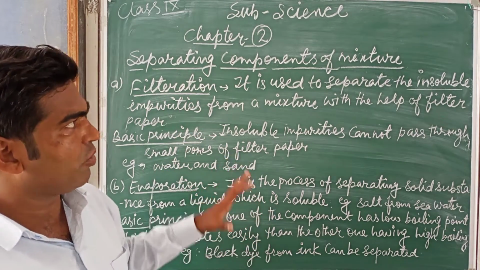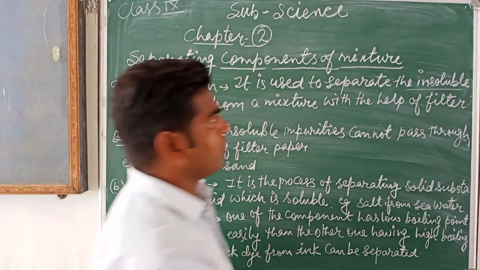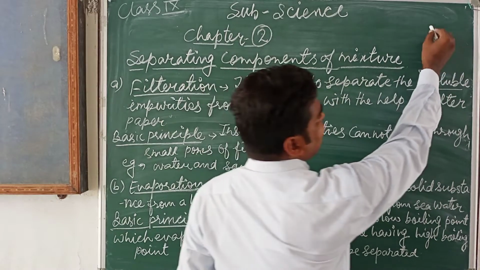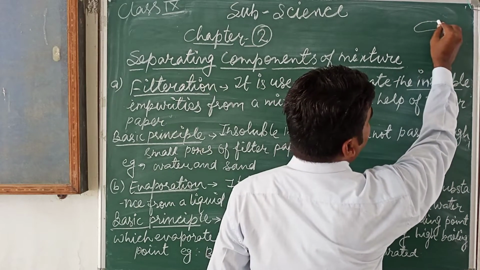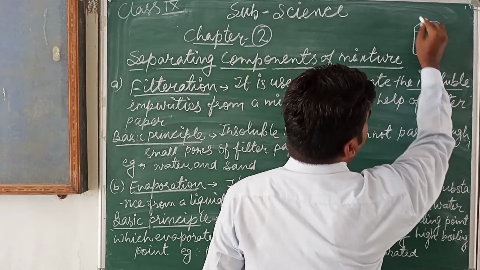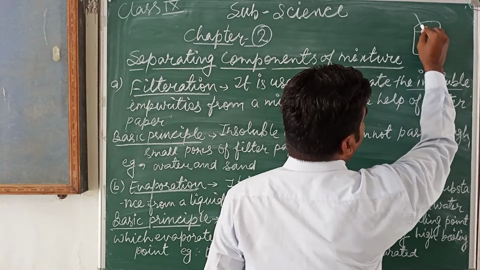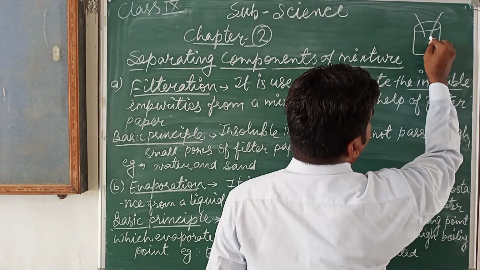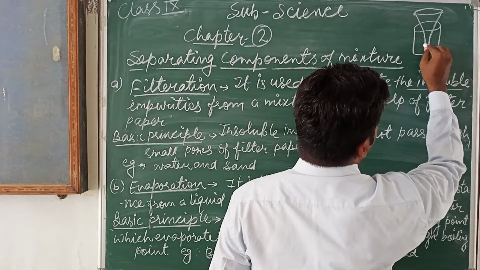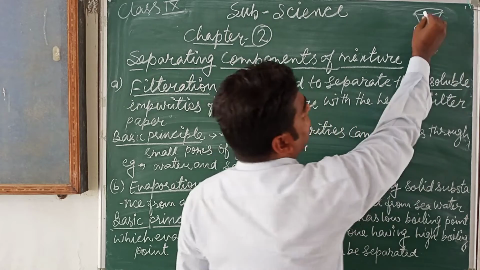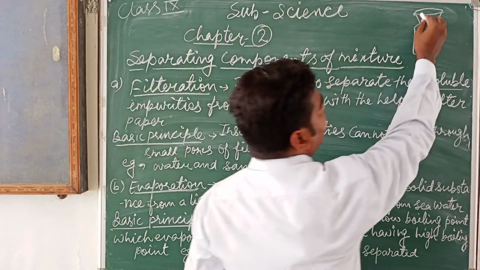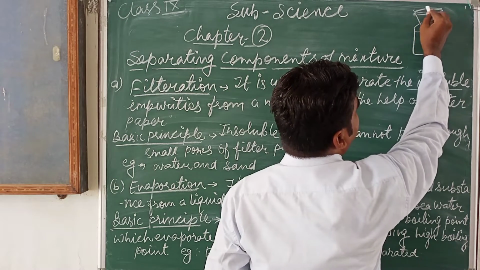In this process we use filter paper. You can see this type of arrangement: this is one beaker, and we have this type of funnel, and here we put a filter paper. The filter paper is folded into a round shape and placed in the funnel.